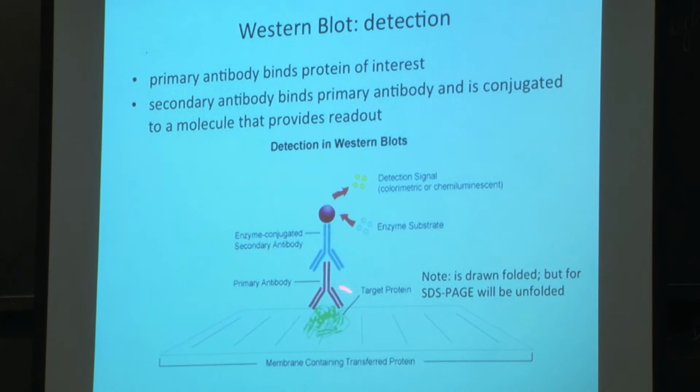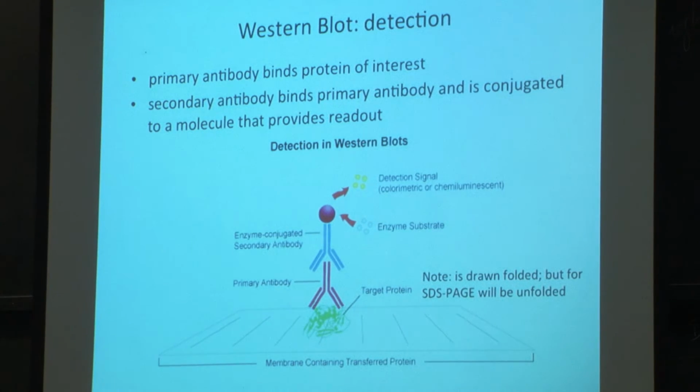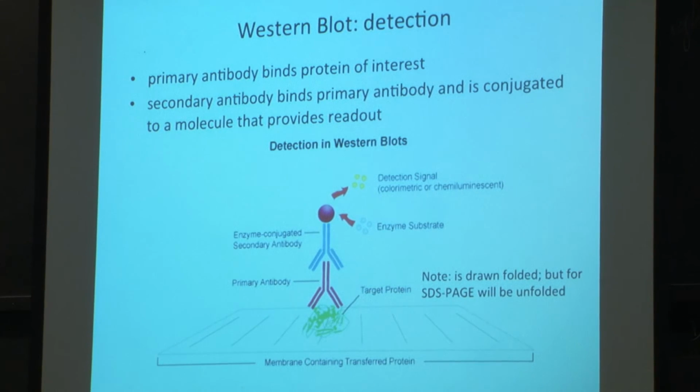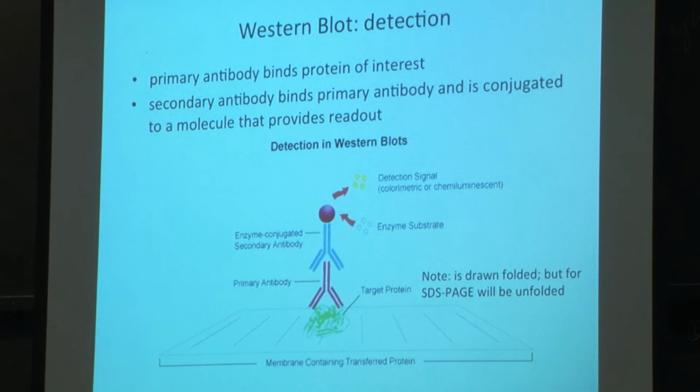And furthermore, how are you detecting something? An antibody is a protein. It has absorption at 280. Again, this is too low to see. So putting an antibody on it is still going to be too low to detect. So how do you detect your signal?